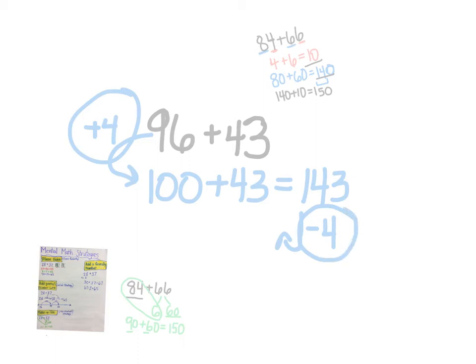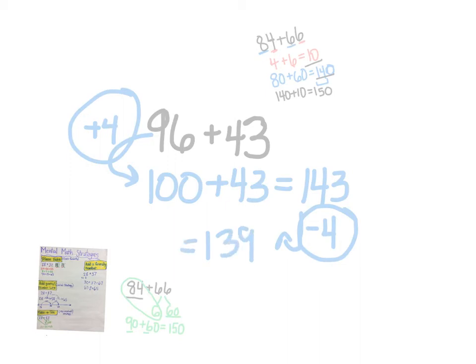So what's 143 minus 4? I like saying 43 minus 4 because I know if I take away 3 from 43, I have 40. So I take away one more, I'm going to have 39. And then I'm going to add it back to my 100. So that gives you what? 139.